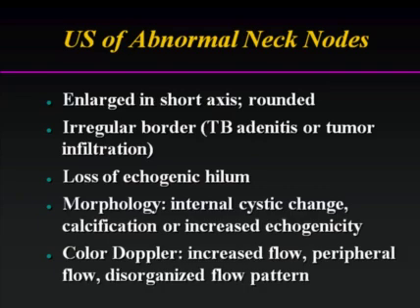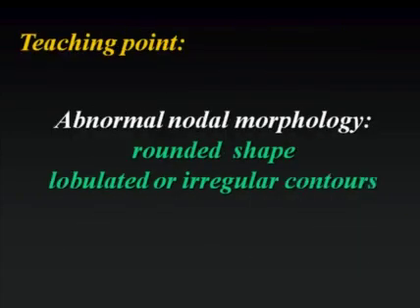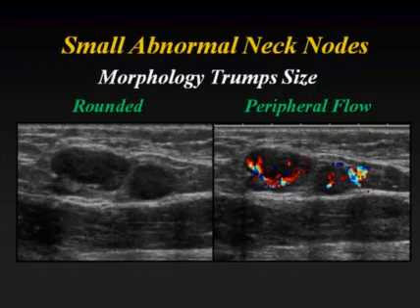Sometimes other infectious diseases, such as TB adenitis, may cause the borders to be irregular. Frequently, there's loss of the echogenic hilum, and often there are morphologic changes that we can see with grayscale that tell us that node is abnormal. We've seen some examples already with internal cystic change, calcification, or increased echogenicity. The color Doppler flow shows a wide spectrum of abnormalities, but basically it's some deviation from the pattern of normal central arborization. So let's look at some abnormal nodes and some examples of rounded morphology with lobulated irregular shapes.